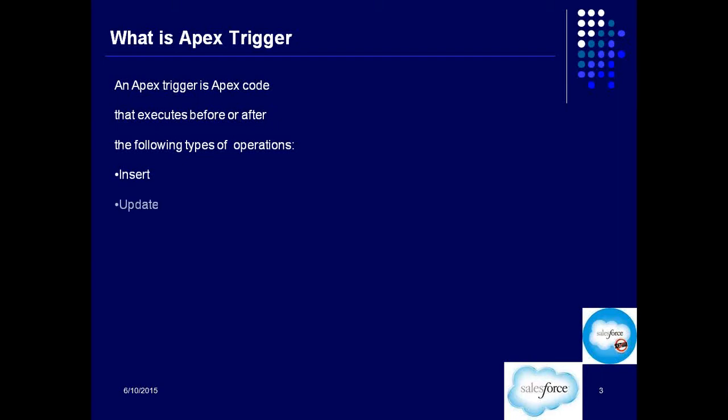Let's say before a record is inserted, you just want to do a quick check of some logic. So that's where it is going to be a trigger which can execute the Apex code before a new record is inserted, right? Update, before or after update, before or after delete, before or after undelete, right? So that is what an Apex trigger is, right?